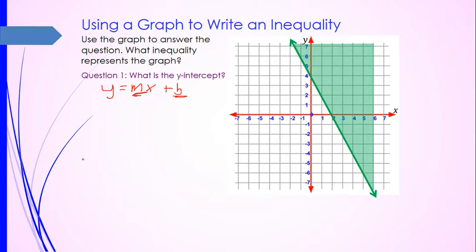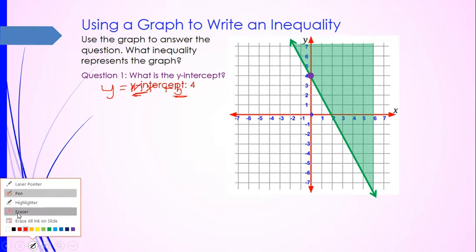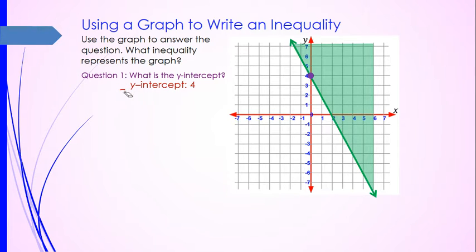Let's get the y-intercept. In this case, the y-intercept is at 4. We can see that because this is where the line is crossing the y-axis. So the y-intercept is at 4. Then I decide, next, what is the slope of this line?